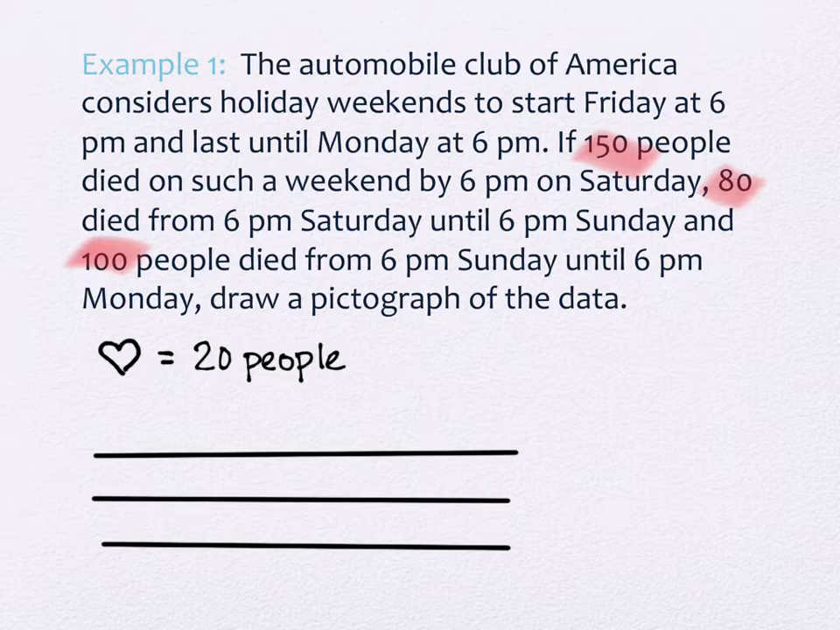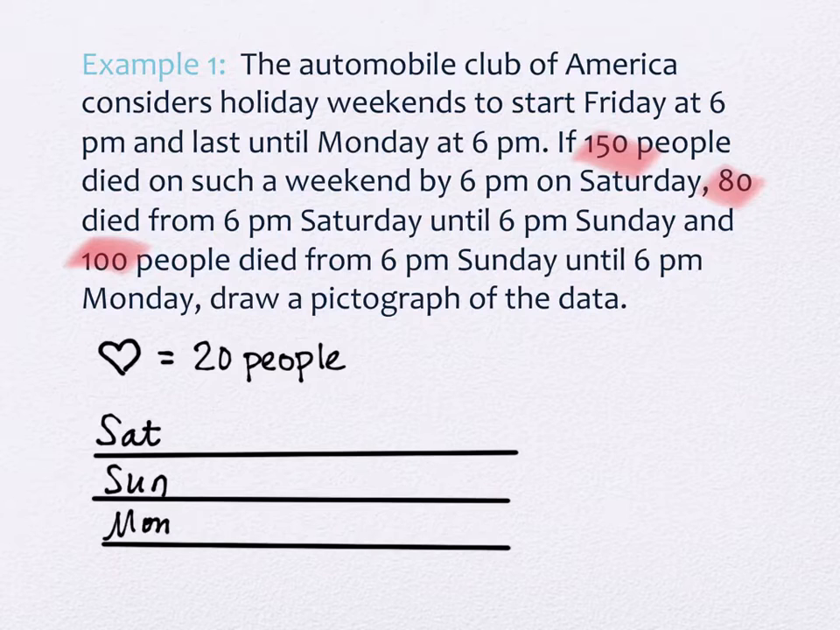And we can label them kind of whatever you want. If you want to be real specific, you can write down 6 p.m. Friday to 6 p.m. Saturday. I'm just going to call that Saturday because that's mostly Saturday. And then Sunday, and then Monday for my counts. But again, you can adjust that if you feel like it would be better to list more.